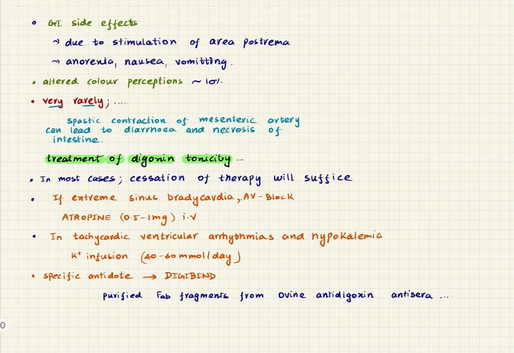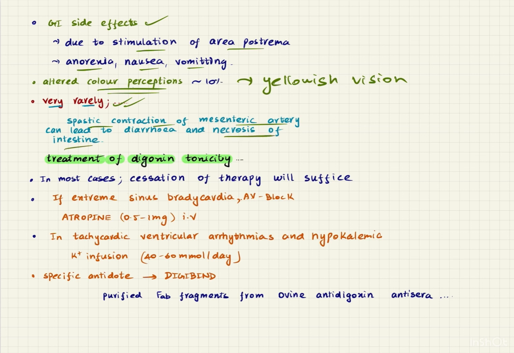Now, coming to the other side effects, we have gastrointestinal side effects. Due to stimulation of the area postrema, digoxin can cause anorexia, nausea, and vomiting. And there are two weird adverse effects that we can expect from digoxin. One is altered color perception. In about 10% of the people, there is yellowish vision, altered color perception, or blurred vision. And very rarely, there can be spastic contraction of the mesenteric artery that can lead to diarrhea and necrosis of the intestine. This is very rare.